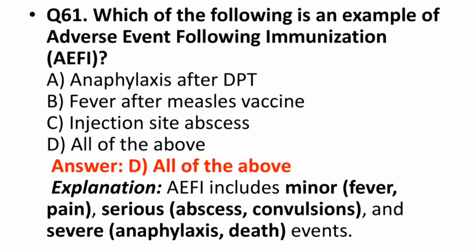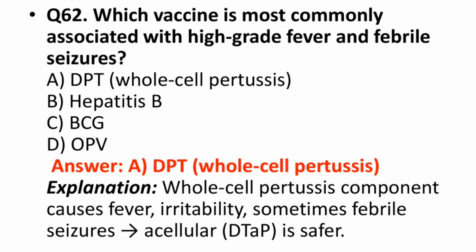Which of the following is an example of adverse event following immunization? Option A, anaphylaxis after DPT. Option B, fever after measles vaccine. Option C, injection site abscess. Option D, all of the above. The correct answer is option D, all of the above. Adverse events following immunization include minor fever and pain, and serious abscess, convulsions, severe anaphylaxis and death.